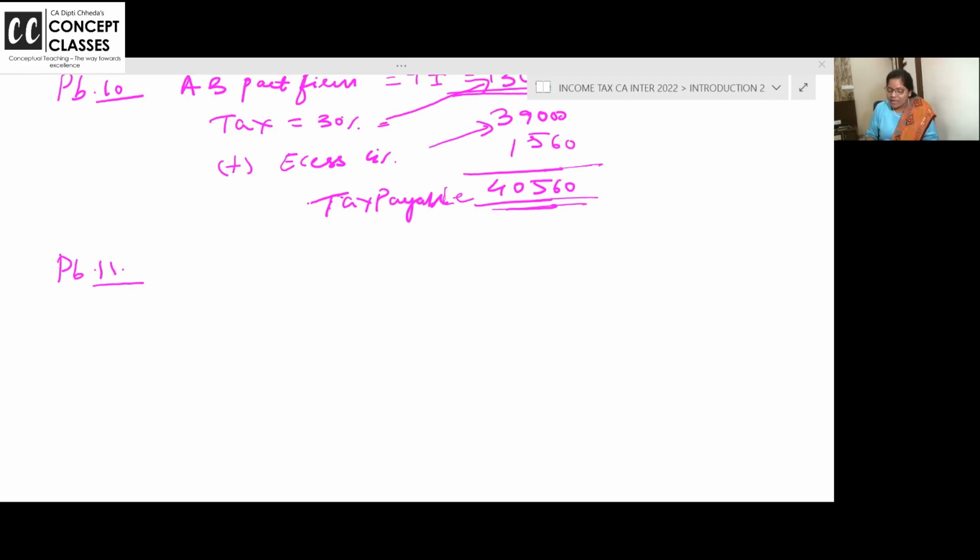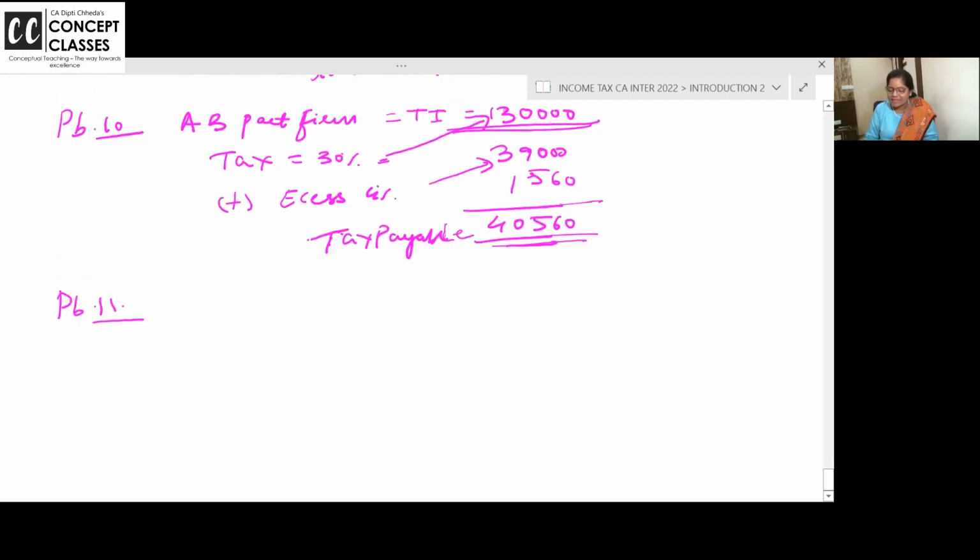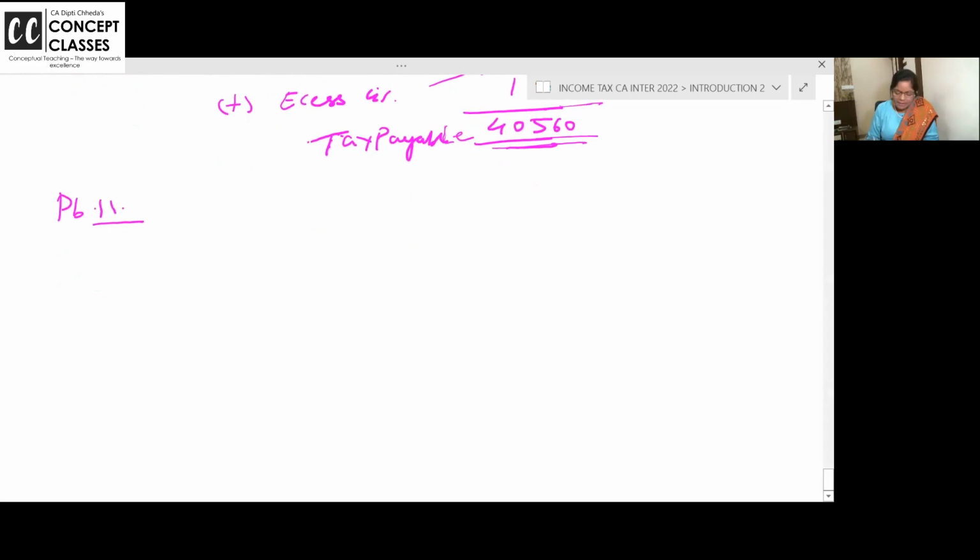चलो, no problem. So AB firm's case is clear. Tax is calculated on income and flat. Forget about the slabs, the basic exemption, nothing. Now, 11th problem is calculate the income of the partner. So we will write here computation of income of partner A. एक के बाद एक करेंगे. Partner A. Apart from having this income, he is getting commission income.